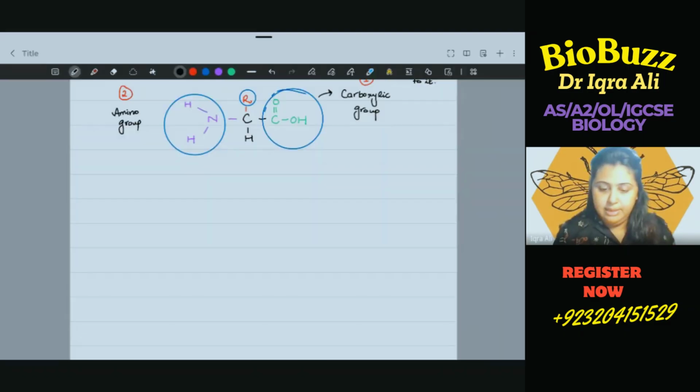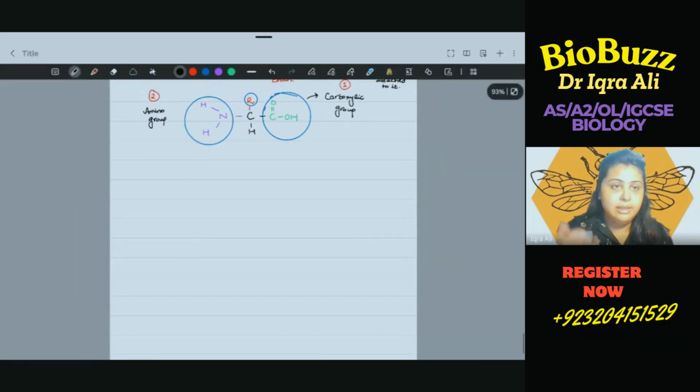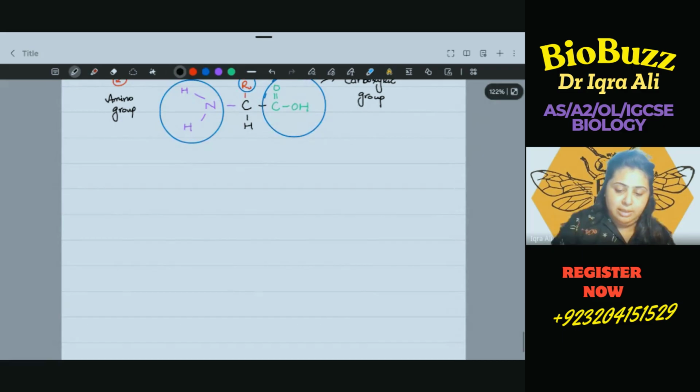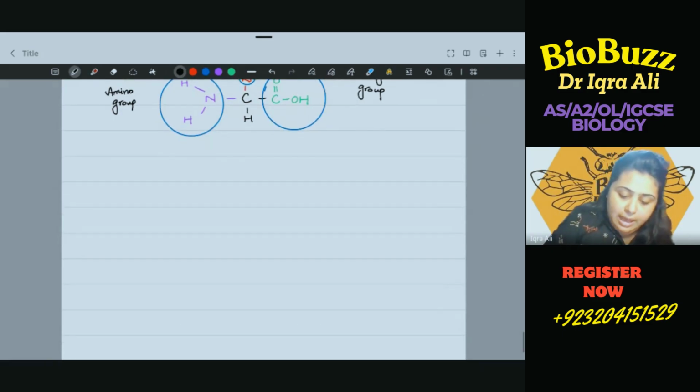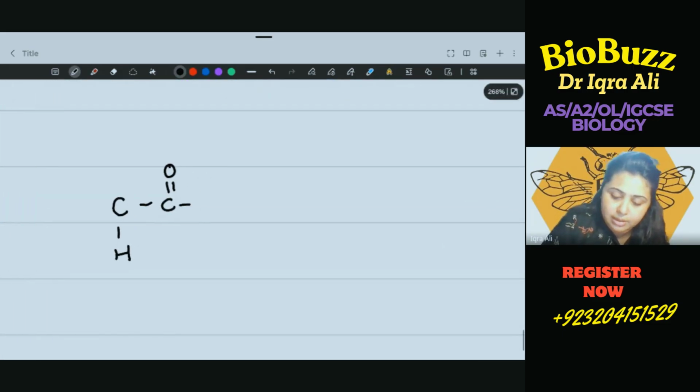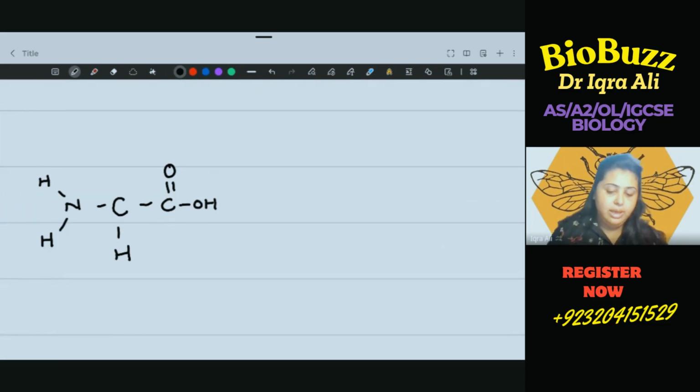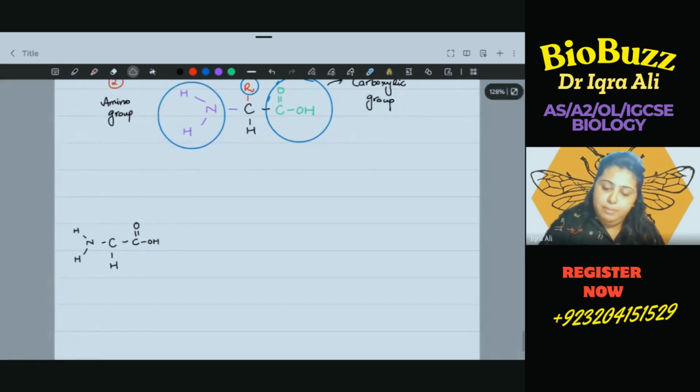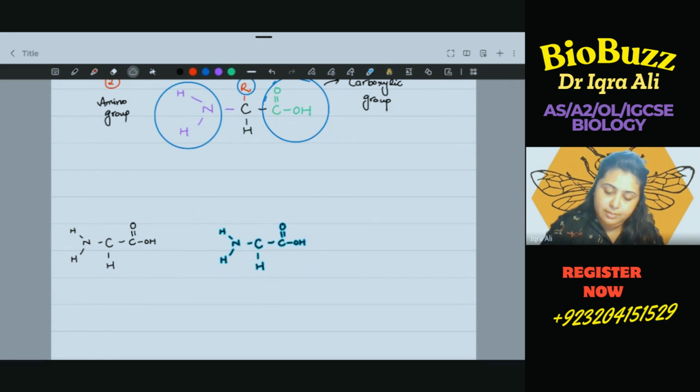Okay, so let's see the examples of the amino acid, and you will see the difference in the R group now. So everything is going to remain the same. If I'm going to take three examples of amino acids over here, I'm going to take the same structure of amino acid. The same structure is that it has the carboxylic group over here, and it has the amino group over here. Okay, the only thing that I'll change will be the R group. So let's exact copy paste these three structures over here.